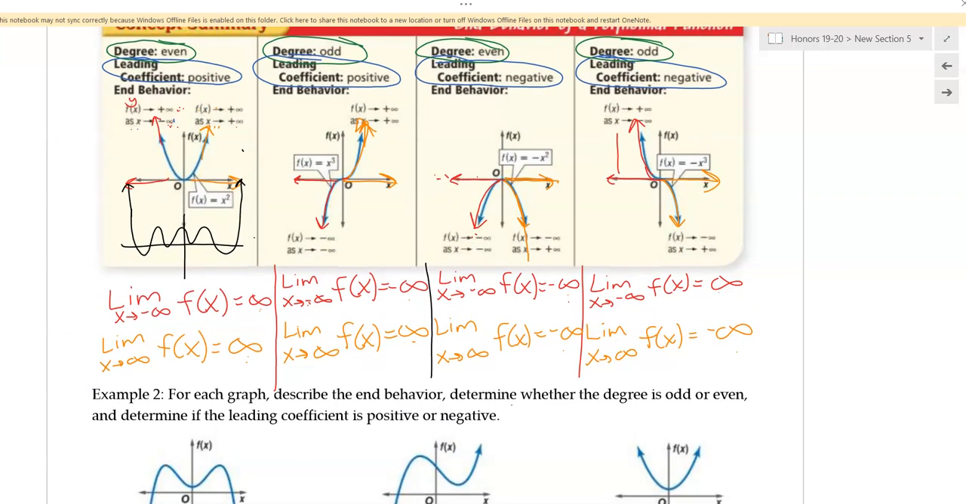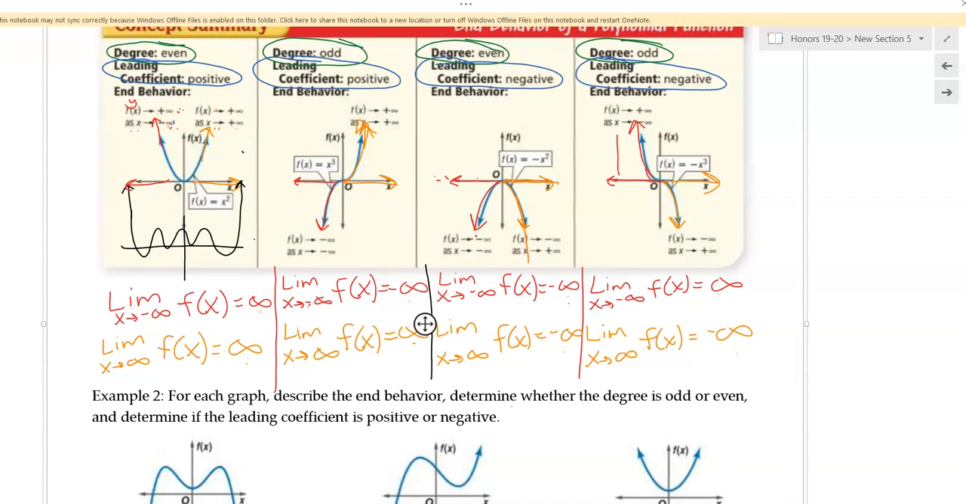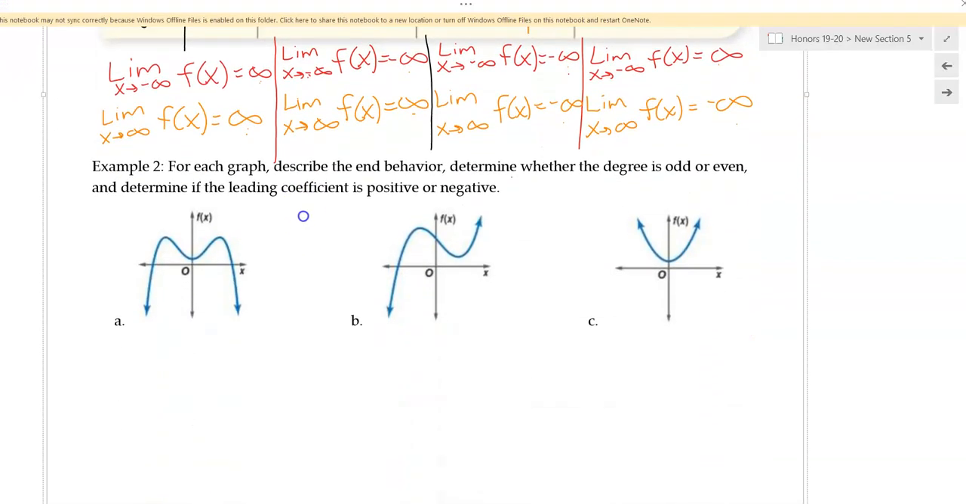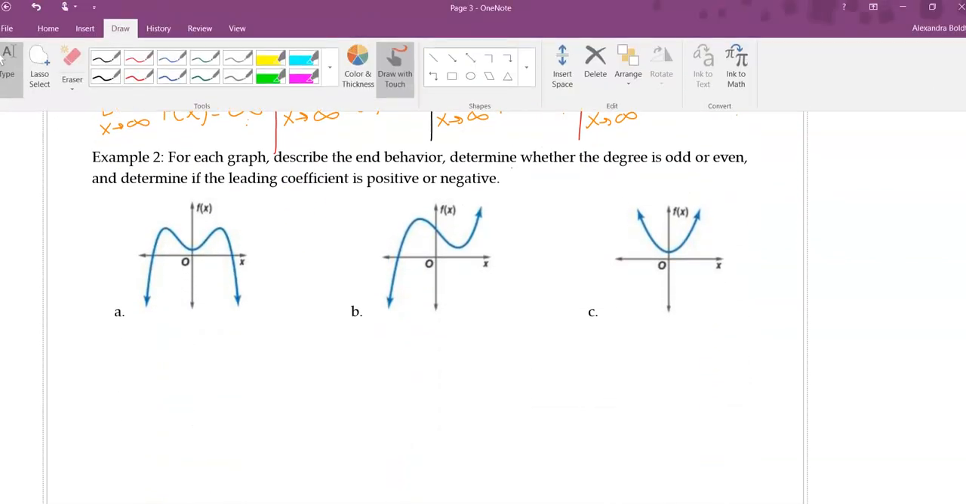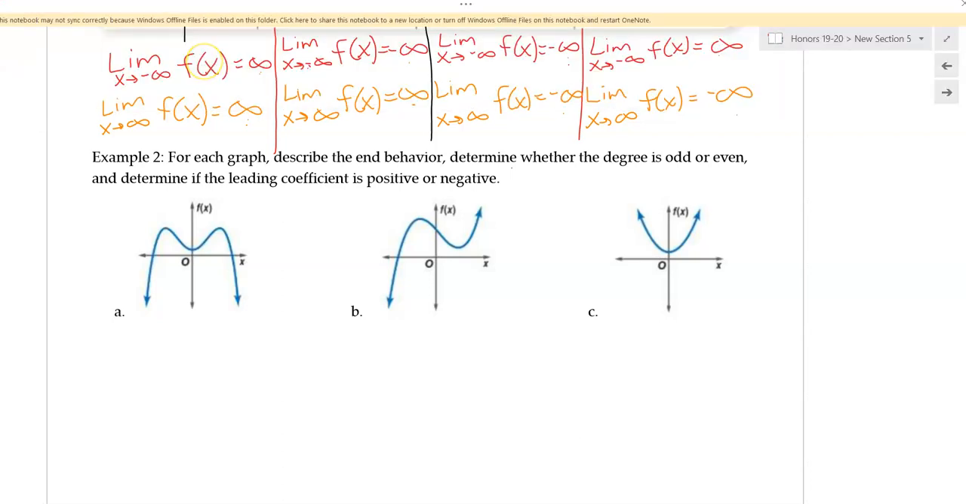So how do we determine if the degree is even or odd? The easiest way to determine whether it's even or odd is to look at both ends. If it's even, notice on the evens, both ends go up or both ends go down. So when it's even, both ends are doing the same thing. Where if it's odd, both ends are doing opposite things. One up, one down. Okay? So looking at this first example, both ends are going down, so I know my degree is going to be even.